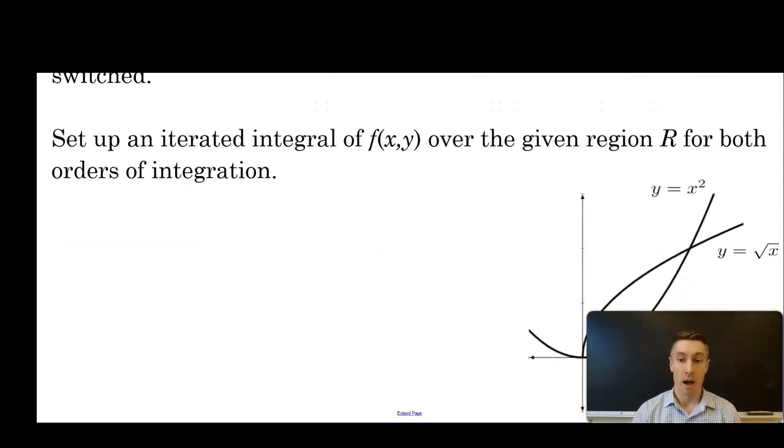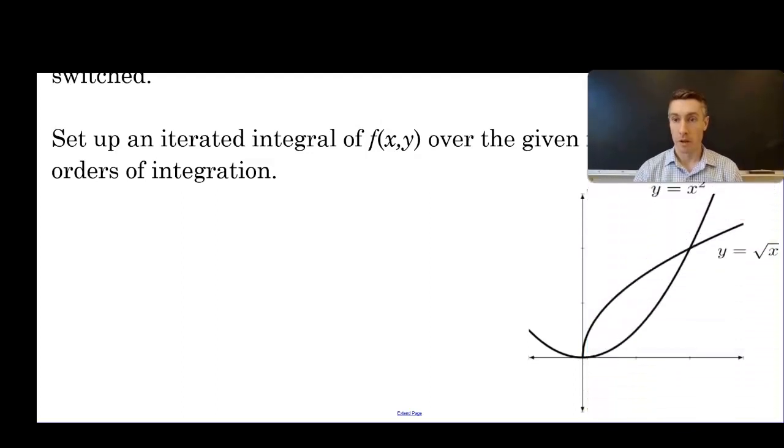So let's practice setting up. Set up an iterated integral of the function f of x, y over the given region R for both orders of integration. Here we have our region. We have y equals x squared and y equals the square root of x as the two curves bounding the region R. Let's first treat this as a type 1 region.